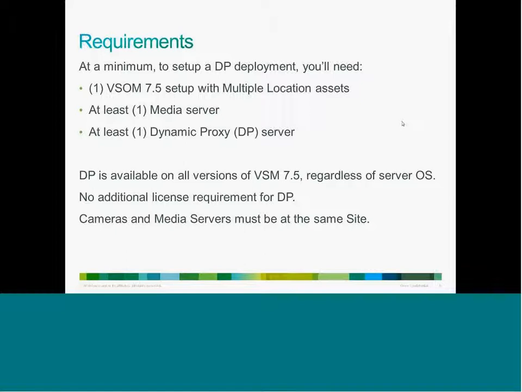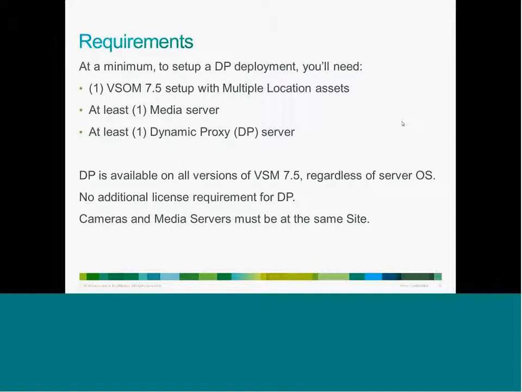Yesterday we talked about how the metadata server, map server, and federator only run on the 64-bit version, all the new services available with 7.5. But dynamic proxy can also work on the older 32-bit operating systems, which are deployed out there with Red Hat 5.8. There's no additional license requirement for getting the dynamic proxy going.